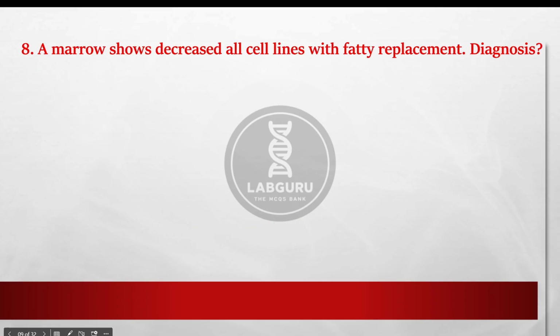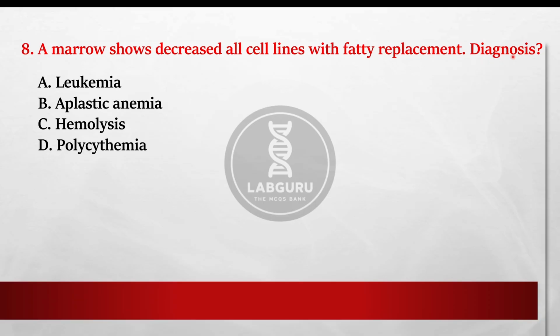Question number 8 is: a marrow shows decreased all cell lines with fatty replacement. What will be the diagnosis? Here the options are: option A is leukemia, option B aplastic anemia, option C hemolysis, and option D is polycythemia. Here you can see in the question, it's showing decreased all cell lines, means there is a decrease in the red blood cell count, decrease in the white blood cell count, and also decrease in the platelet count with fatty replacement.